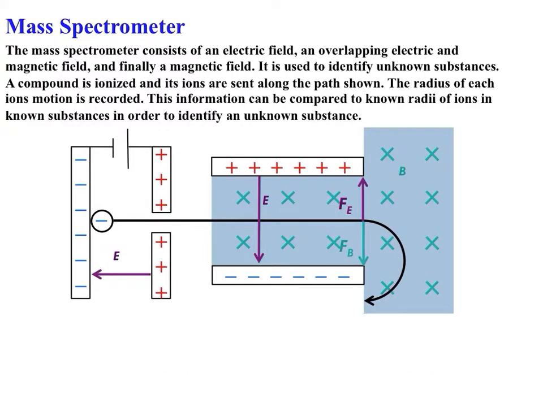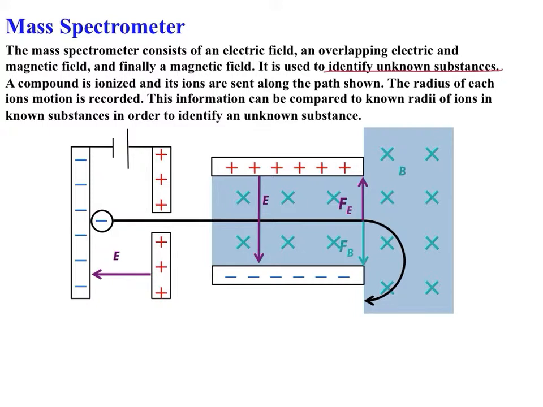So the point of all this is to put it all together in what's called a mass spectrometer. A mass spectrometer consists of an electric field, an overlapping electric and magnetic field, and then finally another magnetic field. It is used to identify unknown substances. So this is actually going to come out a lot on your AP exam. You're going to be told that this is a mass spectrometer, and you're just going to be expected to know what one is.